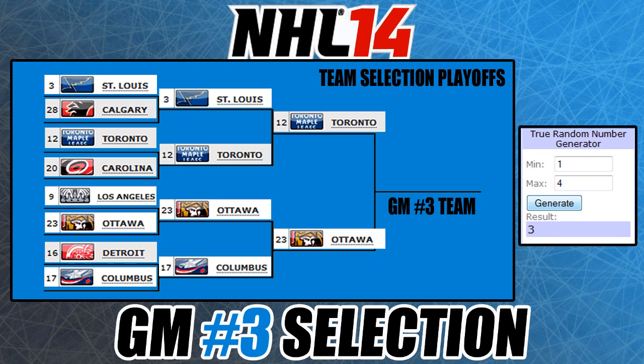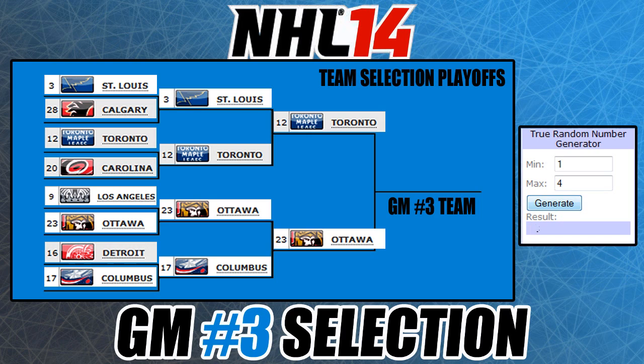Toronto, game 1, gets a 3. Ottawa with a 1. So Toronto's up 1-0. Toronto with a 2. Ottawa with a 4. So 1-1. Toronto with a 3. Ottawa with a 1. So 2-1 Toronto. Toronto with a 4. Ottawa with a 4. So it's a tie. We're going to redo.